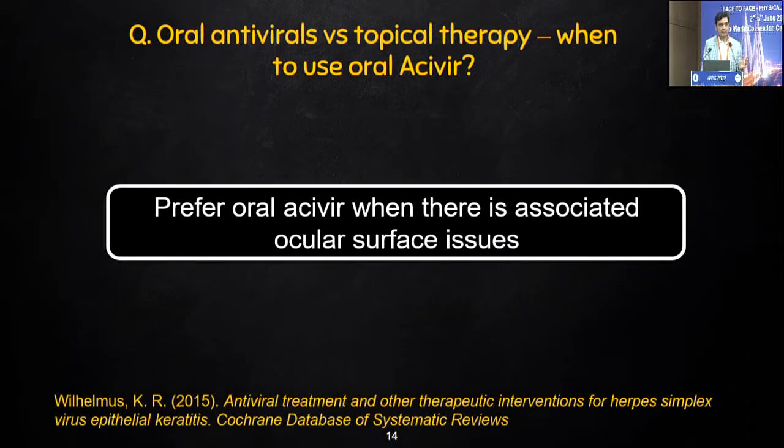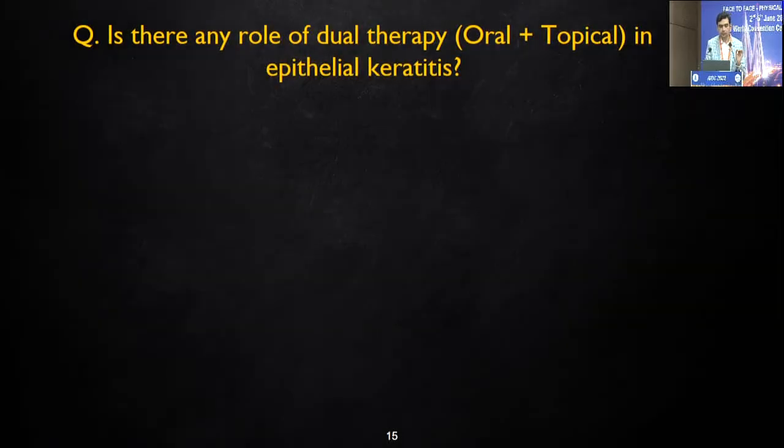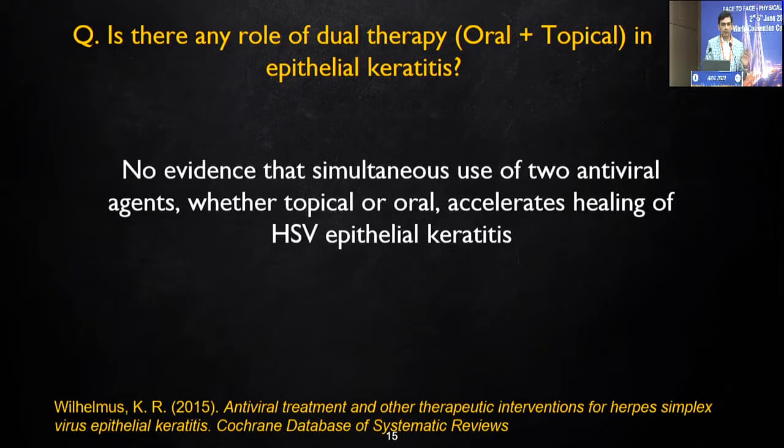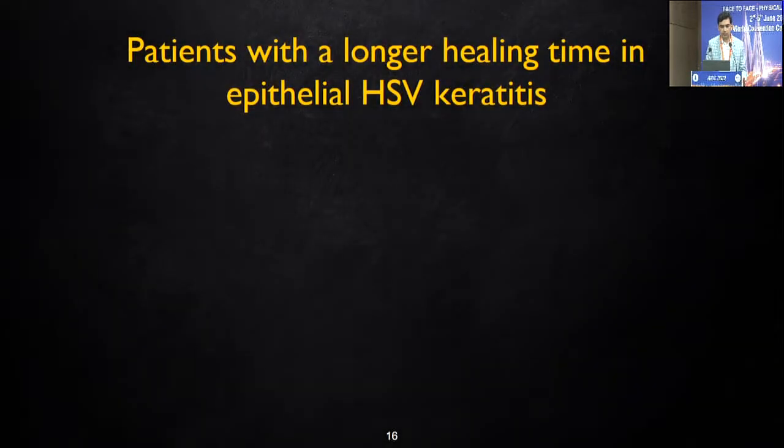When to use oral acyclovir in epithelial keratitis? Just when there are associated ocular surface issues, the patient is on multiple AGMs, there is a component of neurotrophicity in the patient, and you don't want to harm the surface any further. Any role of dual therapy? Many patients come to us with oral plus topical acyclovir being given in epithelial keratitis itself. There is no evidence that simultaneous use of 2 antiviral agents will help in faster resolution, so don't go for dual therapy in these patients.